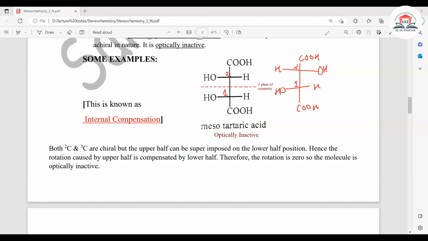Yes. Did you say anything? Yes, ma'am. This molecule will be optically inactive when there will be no non-superimposable mirror images. No. When there will be no non-superimposable mirror images, what? Sorry. What were you saying? If there is a non-superimposable mirror image, then it is optically active.